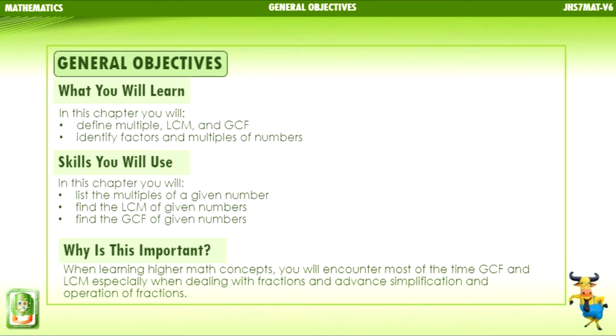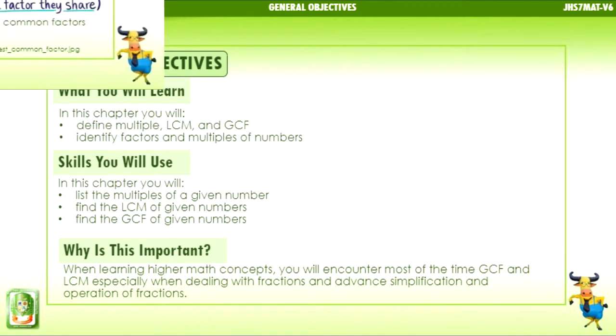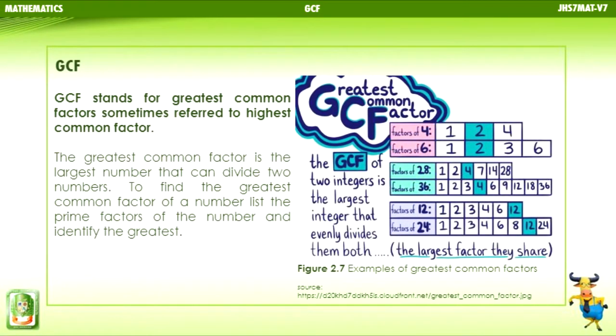It is important for us to learn about LCM and GCF because when we move on and learn higher math concepts, we will encounter GCF and LCM most of the time, especially when dealing with simplifications and advanced operations on fractions. GCF stands for greatest common factor, sometimes referred to as highest common factor. The greatest common factor is the largest number that can divide two numbers. To find the greatest common factor of a number, list the prime factors of the number and identify the greatest.